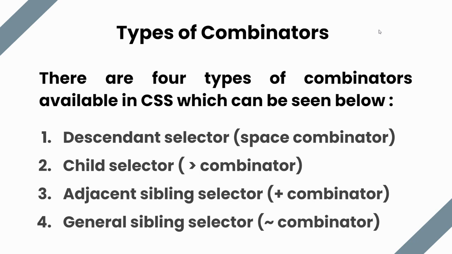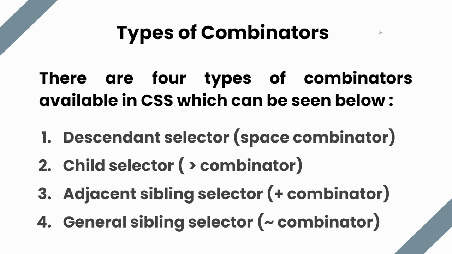So here we have the types of combinators in CSS. There are four types of combinators available in CSS and they can be seen below. Right here you're seeing the selector type and also the combinator. For the first one we have the descendant selector, which uses the space combinator. By that I mean a space, just like creating a kind of space between the selectors.